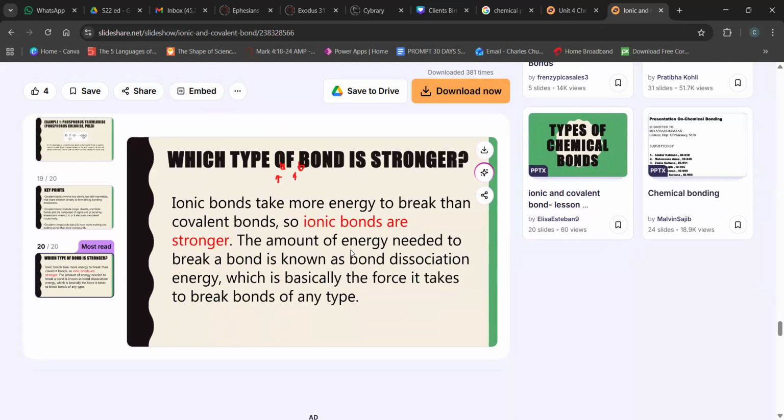So you might want to just answer these questions. Which bond is stronger? You can see that ionic bonds are stronger, because ionic bonds take more energy to break than covalent bonds. Yes, that is a fact, and that is mostly because of the way ionic bonds are formed. Ionic bonds don't share. There's a transfer of electrons, while covalent bonds are not as strong as ionic bonds.